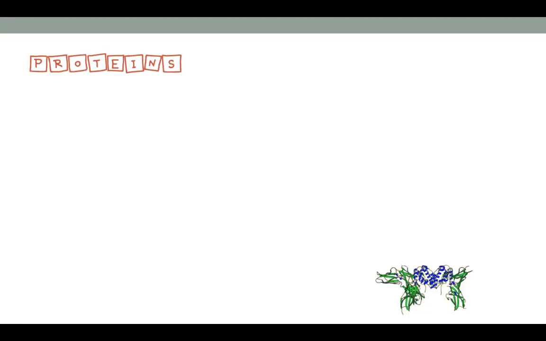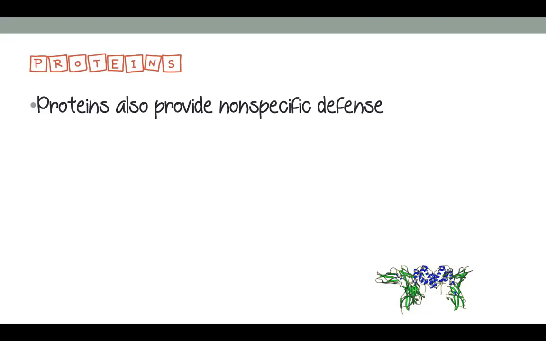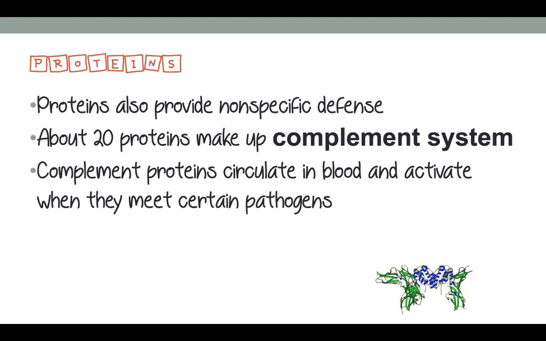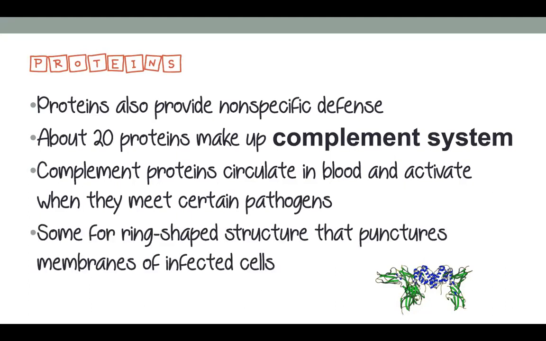Now, believe it or not, you actually have proteins that can help provide a non-specific defense. You have about 20 proteins in your body that make up what's called the complement system. Complement proteins circulate in your blood and activate when they meet certain pathogens. Some form ring-shaped structures that puncture the membranes of infected cells. So they kind of do the same thing that natural killer cells do.